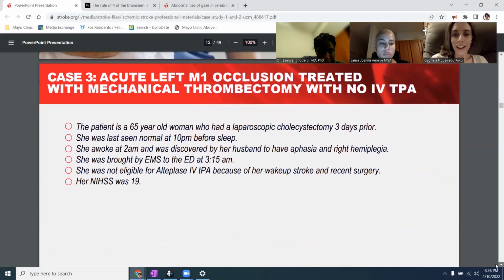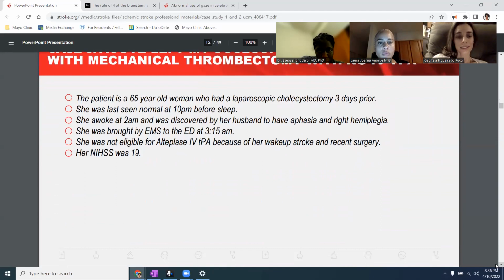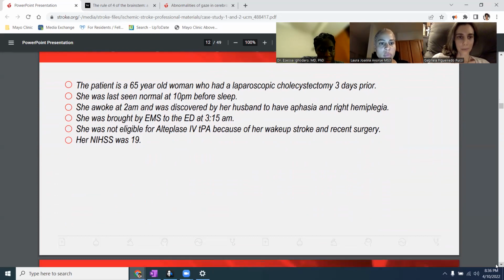So a 65-year-old female who just finished a gallbladder surgery 3 days ago. She was last seen well at 10 p.m. before sleep. Wakes up at 2 a.m. and was discovered by her husband to have aphasia. So aphasia, speech, if the patient's right-handed, then this would be the left side. And then right hemiplegia, so that matches. So the lesion would be on the left side.